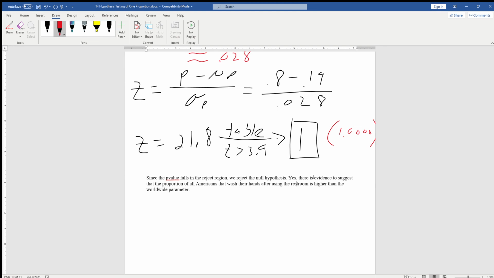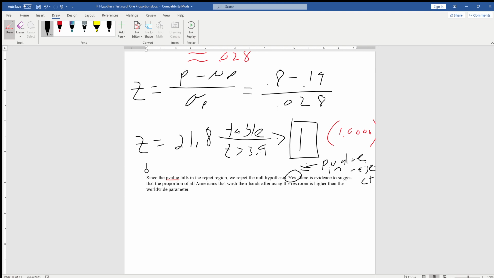Okay, so anytime we have a yes, that's a direct function of the p-value being in the reject region. So p-value in the reject region. I want to rewrite that. So we have the p-value in the reject. Sorry, I had to go on to the next line there.